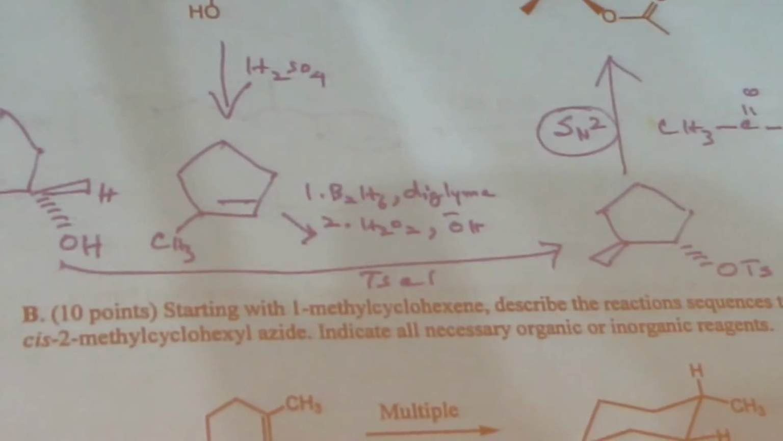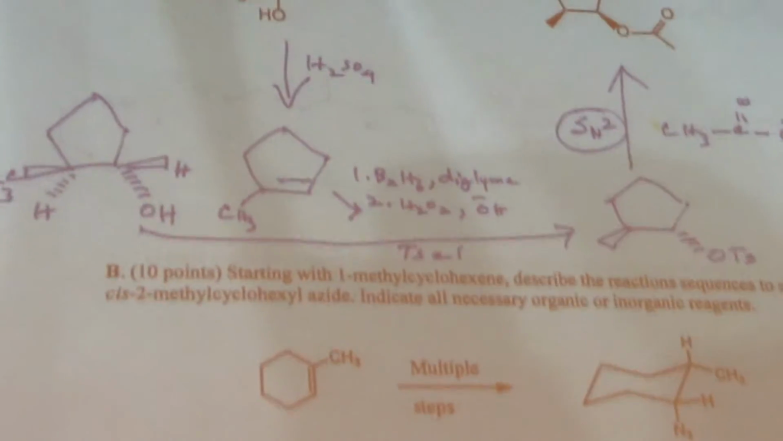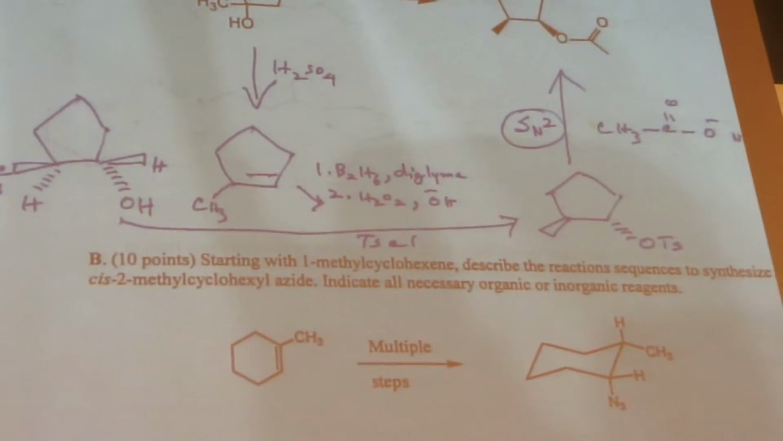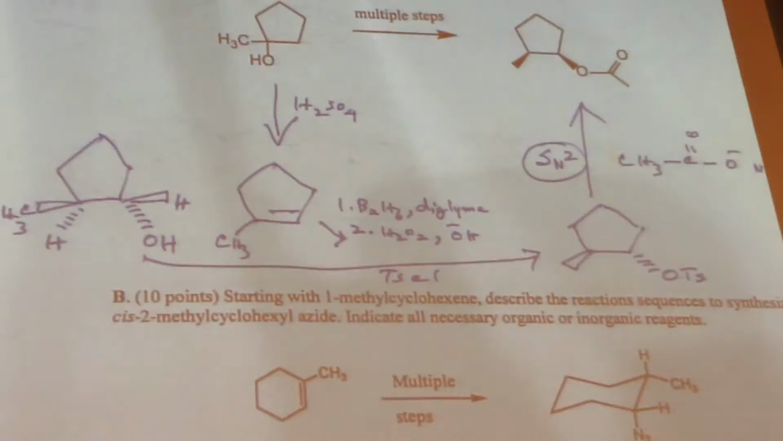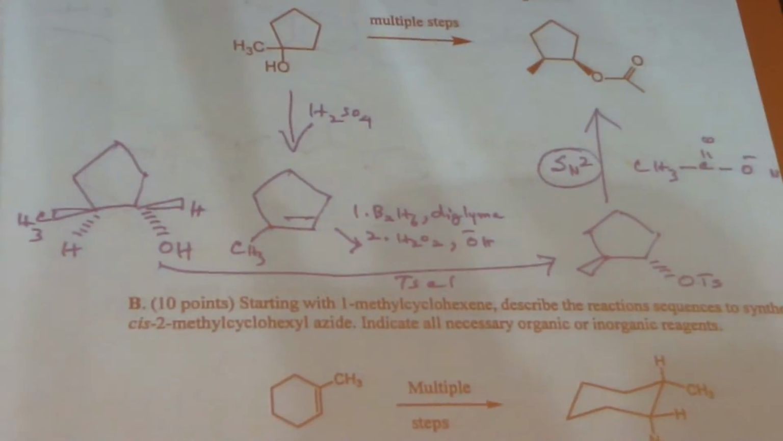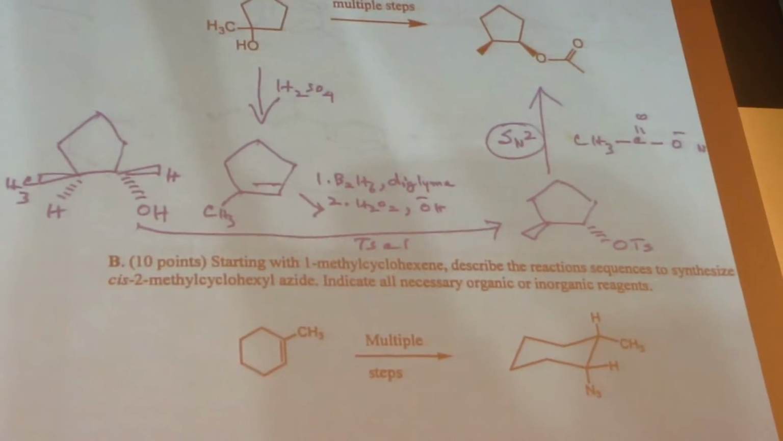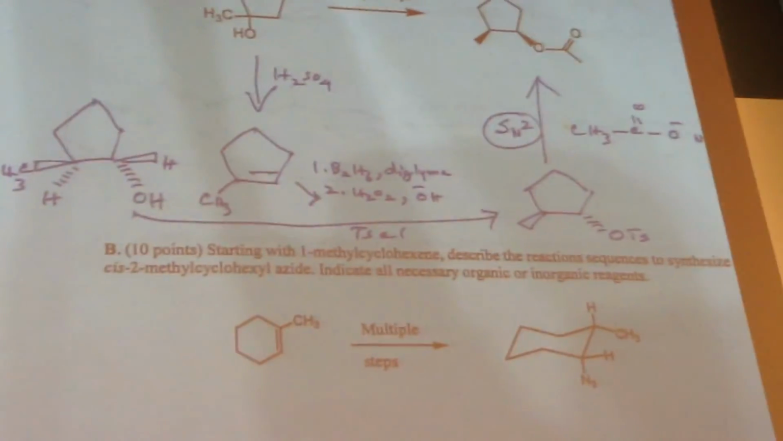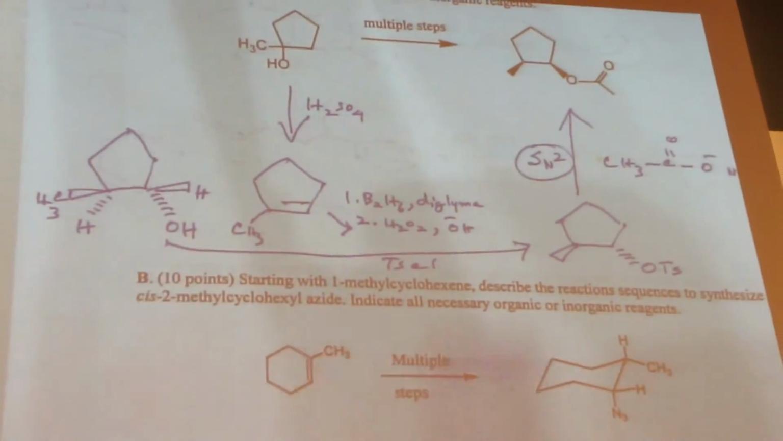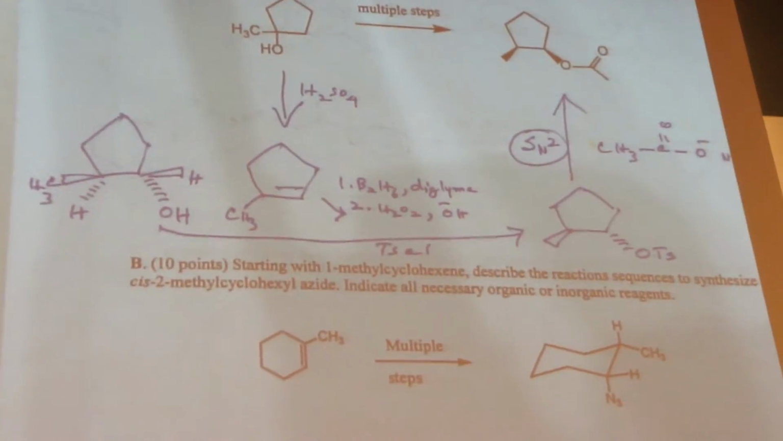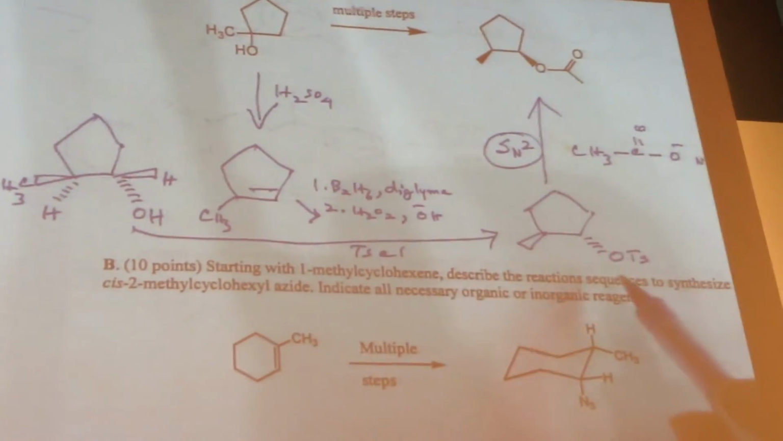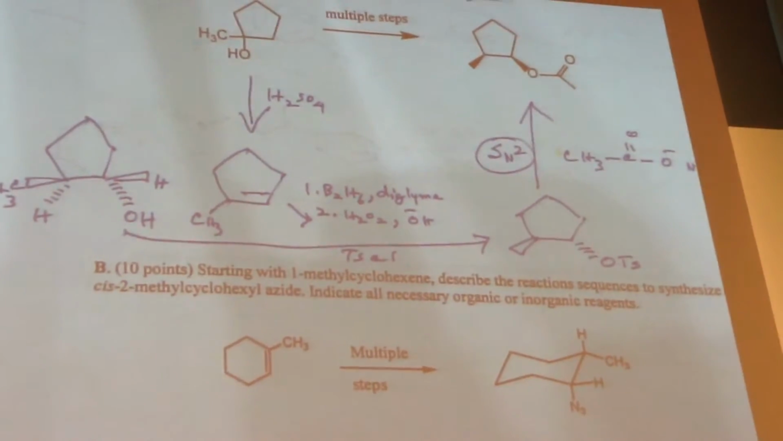Is this clear? So first step is making the double bond. Second step is the hydroboration reaction, followed by hydrogen peroxide and base, to introduce the OH in the anti-Markovnikov manner. Then we convert the OH to the OTs, which becomes a good leaving group, and then we use acetate to kick out the OTs by SN2.